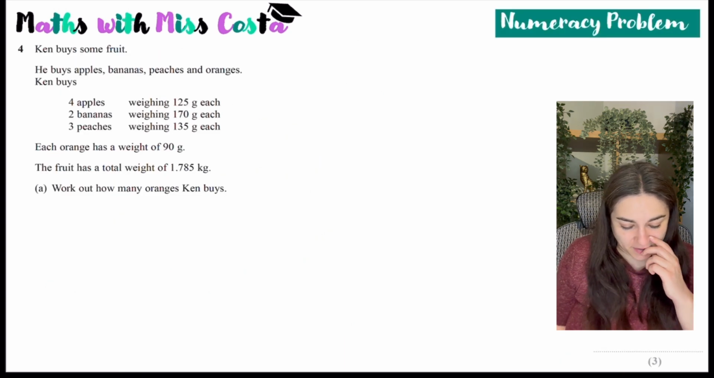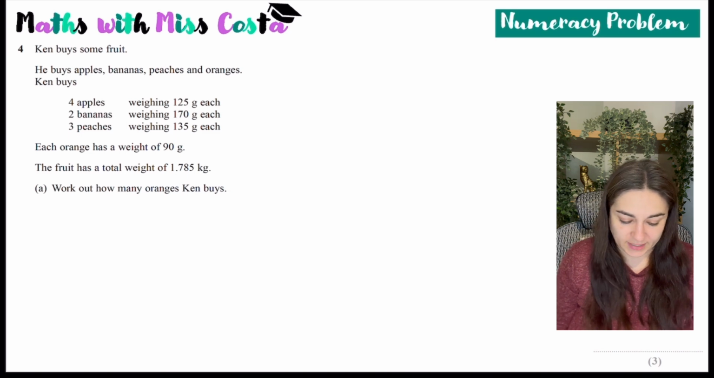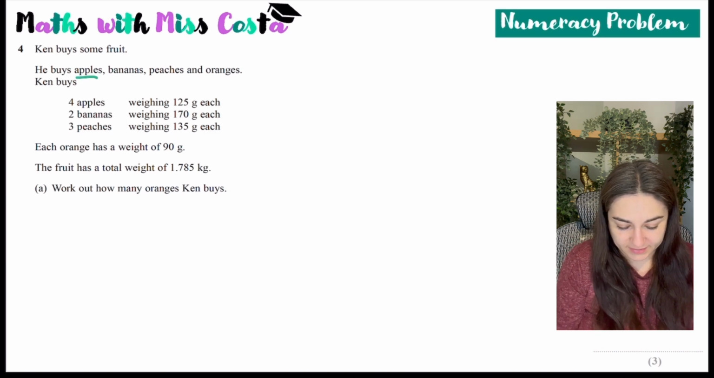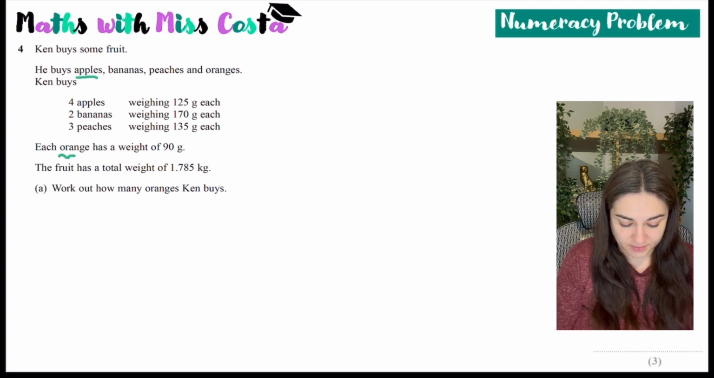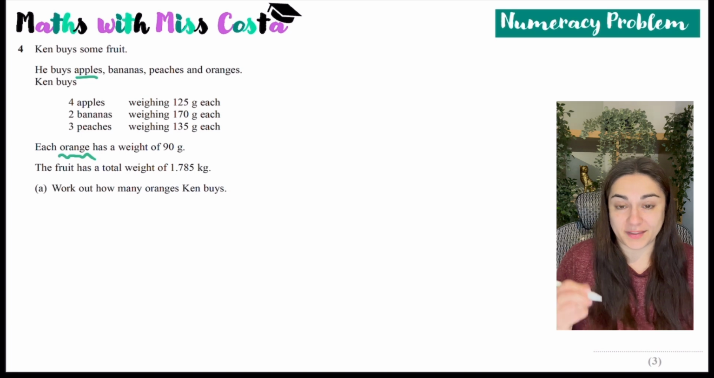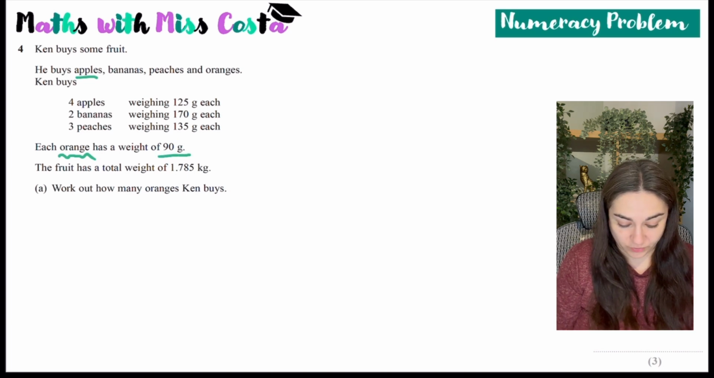Next, we've got a numeracy problem. So Ken buys some fruit. He buys apples, bananas, peaches, and oranges. He buys 4 apples weighing 125 grams, 2 bananas weighing 170 grams, 3 peaches weighing 135 grams each. And each orange, I don't know how many oranges he's bought, but I know that each orange weighs 90 grams each.